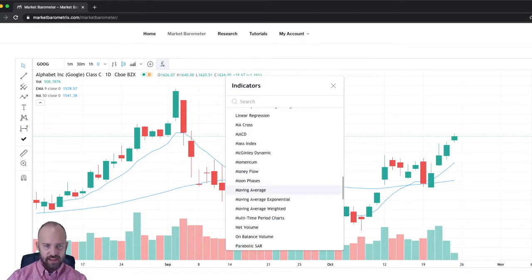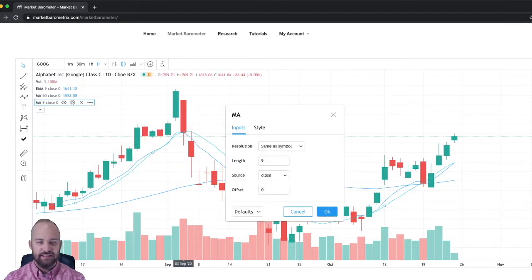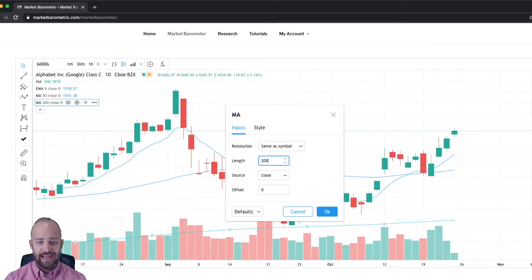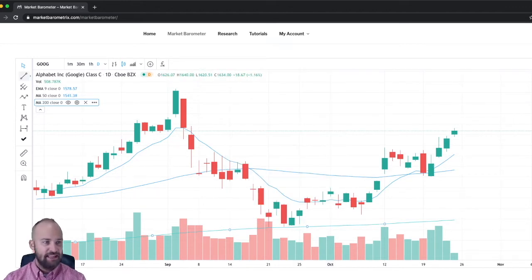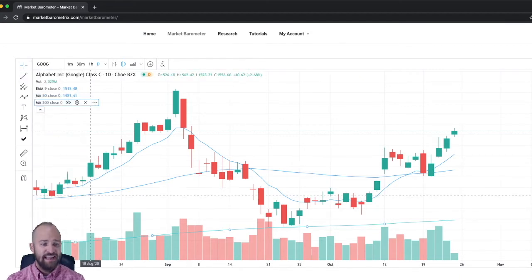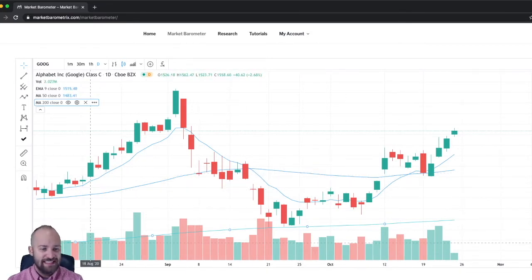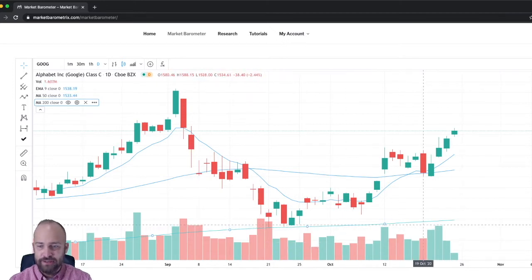So we're gonna go moving average. It defaults to the 9-day moving average here in the Market Barometer, but if you just click on the 3 dots here, say more, go to settings, you can change the length to whatever you want. But I like the 9, 50, and 200-day moving averages. So now we have the 9-day tracking price fairly closely. The 50-day is not quite as reactive and is a little more flat, and the 200-day is even less reactive. In fact, right now you can see that we are way down here with the 200-day.